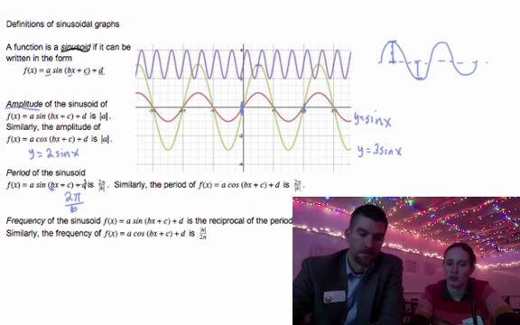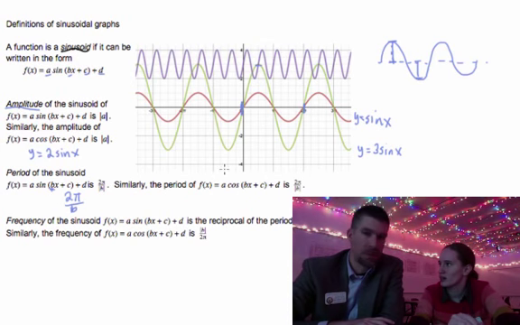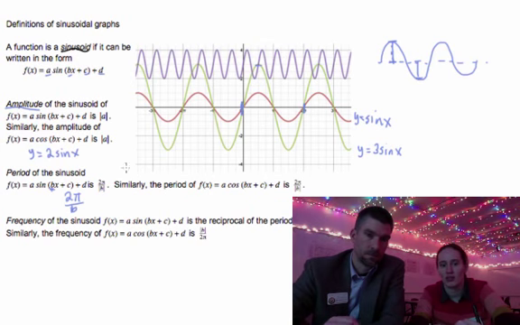So frequency of the sinusoid is how many times it happens. How many sine curves do we get by 2 pi? So instead of doing 2 pi over b, we do b over 2 pi. And the same thing if it was cosine, either one of those. The period and amplitude also apply to cosine. Oh, wait, it says that on those. Never mind, it said that.